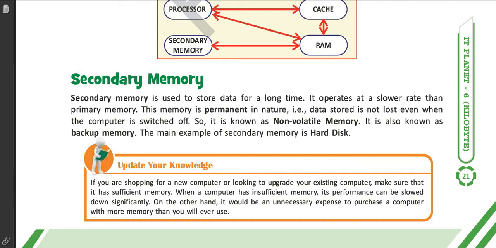The main examples of secondary memory are hard disk, pen drive, floppy disk. Okay, so secondary memory is a computer memory which is used to store the data permanently. The data stored in the secondary memory is not erasable even when the computer is switched off. That's why it is also known as non-volatile memory.